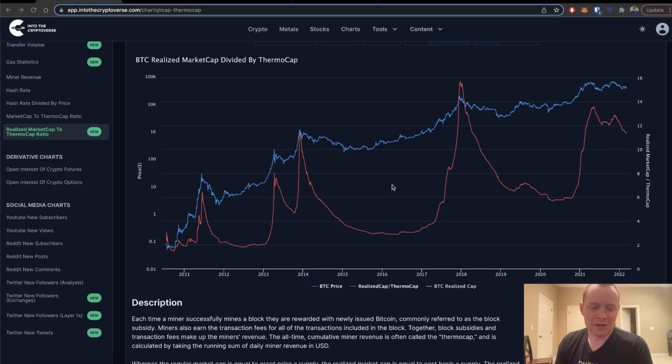So yet again, we are going to put on our on-chain analysis hat and briefly go into the realized cap divided by the ThermoCap. Now, we probably should spend a couple minutes defining these terms in case you haven't been following the on-chain charts that we've been putting out on the channel over the last few weeks or so.